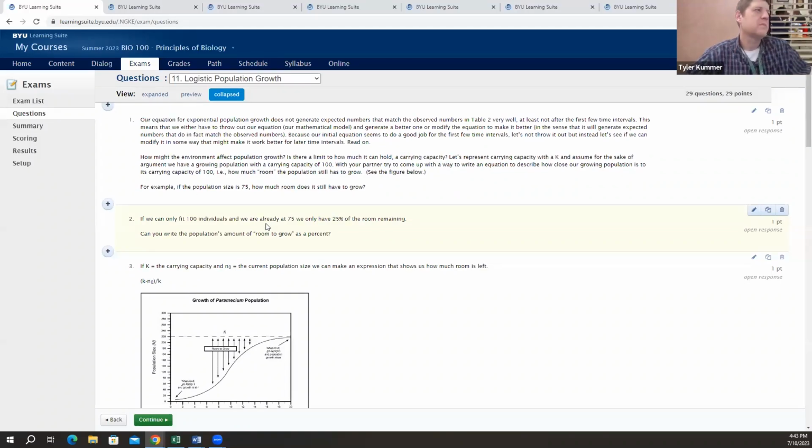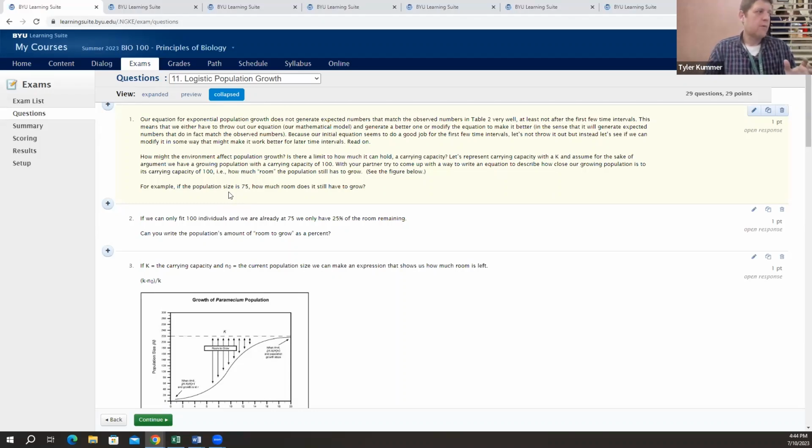So if our population had a carrying capacity of 100 and our size was already at 75, how much room would it have left to grow? Well, we'd take the 100 and subtract the 75. So we'd have 25 spots left. But we want to reflect how much that is compared to the room we started with, right? So if we have a carrying capacity of 100 and we're 25 away from that, we can show that as a percent, as room to grow. So we do 25 divided by 100. That's 25%.